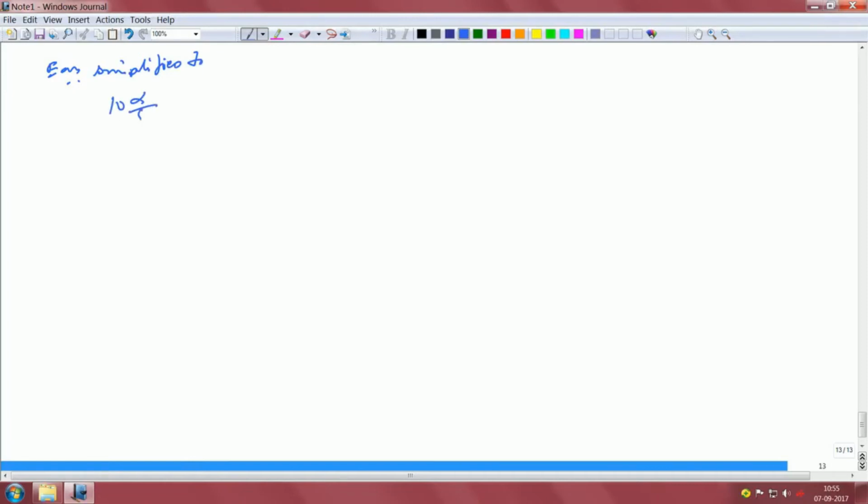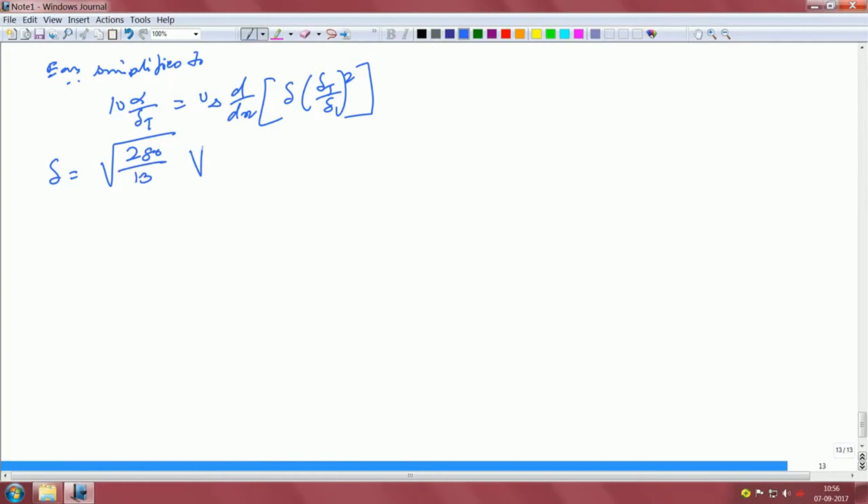Alpha over delta t is equal to u infinity d by dx of (delta t by delta squared). We already know that delta is given by 280 by 13 gamma x by u infinity, that comes from the velocity or momentum analysis that we did. And of course, the other boundary condition is that delta t at x equal to 0 is equal to 0. So, that is the starting point.